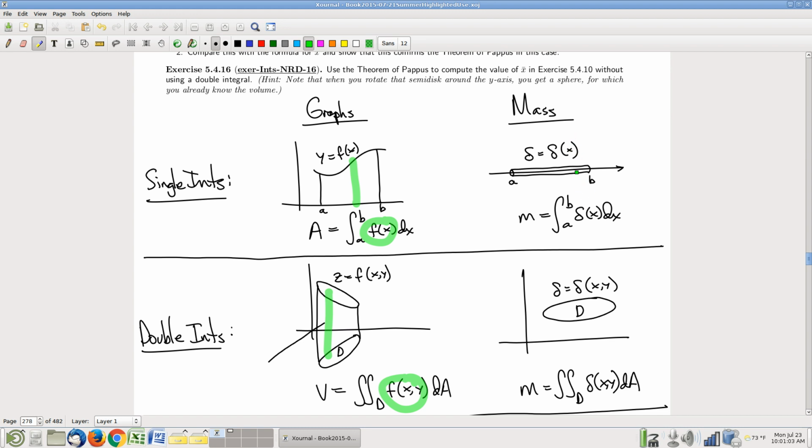I can't see the density. I have to use my physical intuition to persuade myself that I have some sense of what's going on there. You can't visually see it. Okay. Likewise for the double integral.